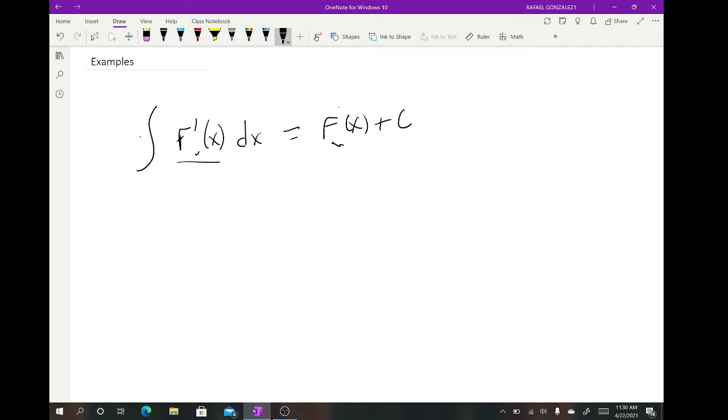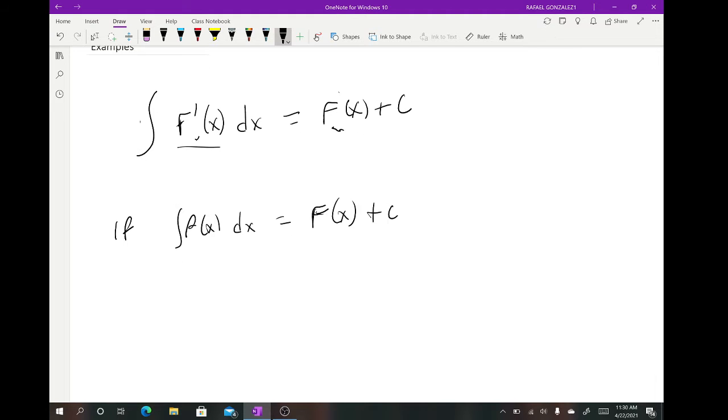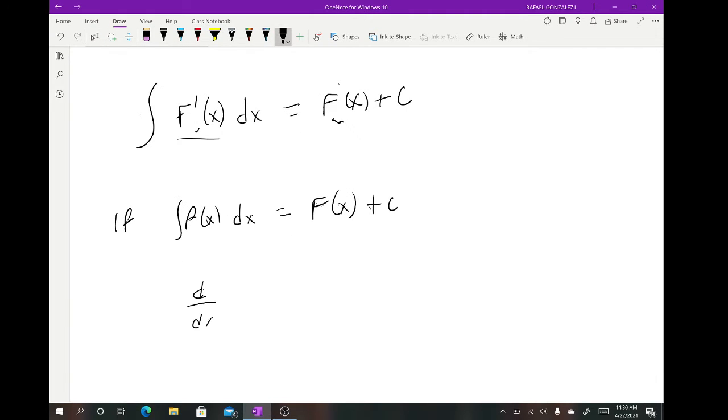Now, if you have, for example, let's say the integral of little f of x dx is equal to some antiderivative, capital F of x plus c, then if you take the derivative of an integral of f of x, you get back f of x, you get back the integrand, because these two operations, the derivative and the integral, cancel each other out.